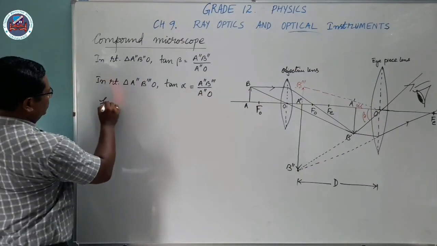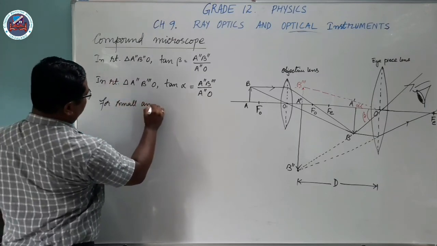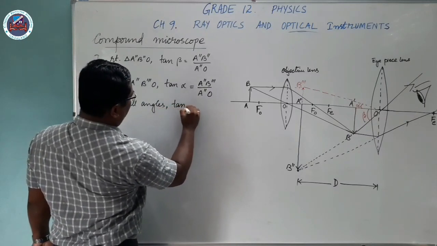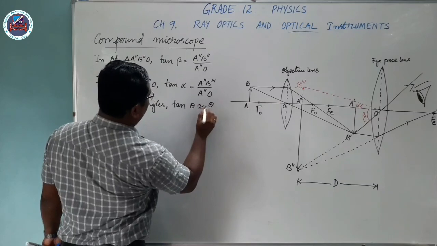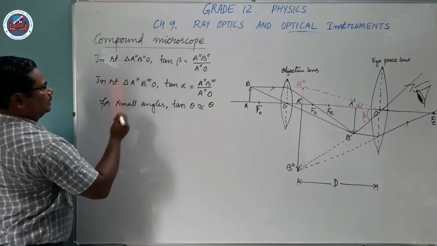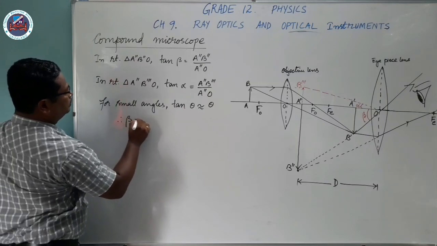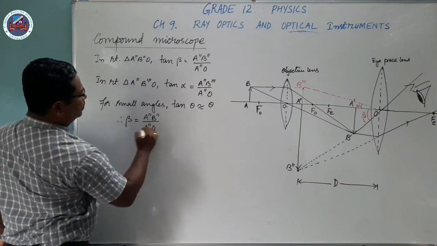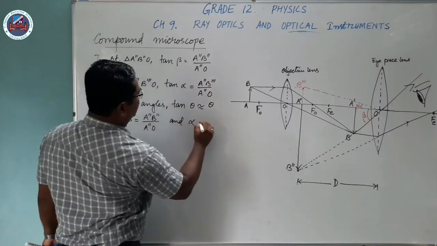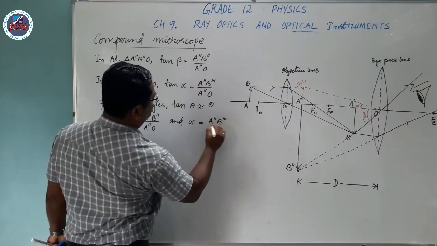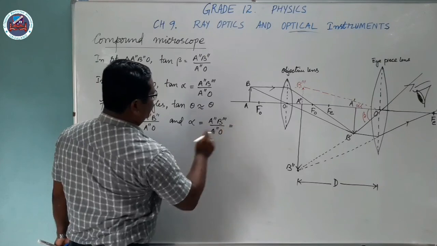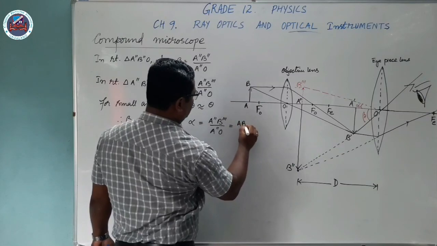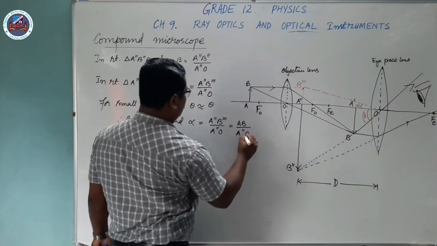For small angles, we know that tan theta is nearly equal to theta. So we can replace tan in both places. Therefore beta will become A''B'' divided by A''O, and alpha will become A''B''' divided by A''O. Now A''B''' is also equivalent to AB, the size of the object. So we can write it as AB by A''O.